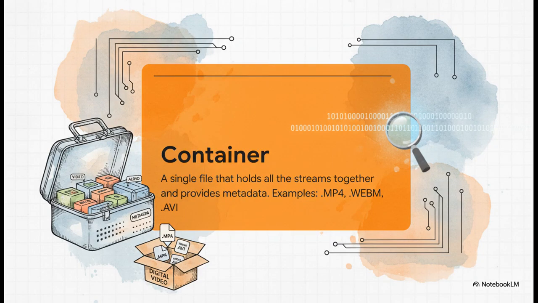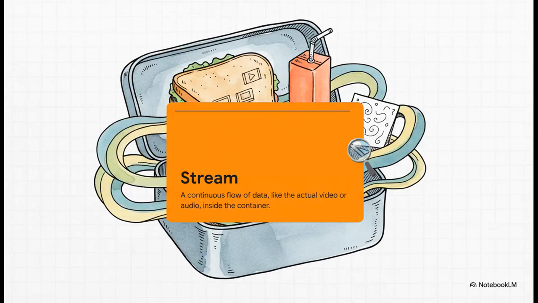That's the file you actually see on your computer, the .mp4 or .webm. Think of it as the lunchbox itself. Its entire job is just to hold all the different pieces together in one tidy package. Now, inside that lunchbox, you have what are called streams. These are the actual flows of video and audio data. So sticking with our analogy, the video stream is like the sandwich, and the audio stream is the juice box. You could even have other things like subtitles, which might be like a little note written on a napkin.